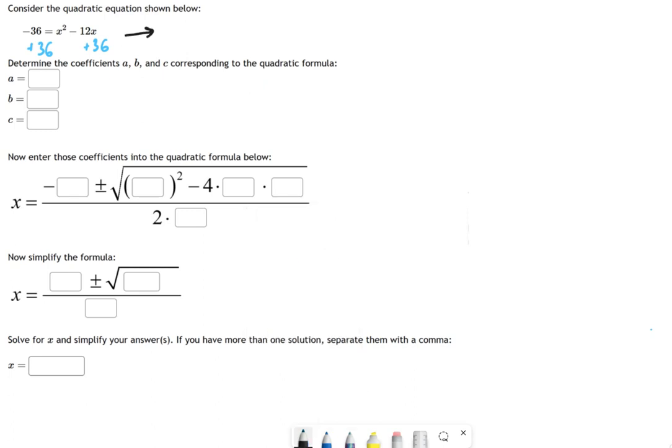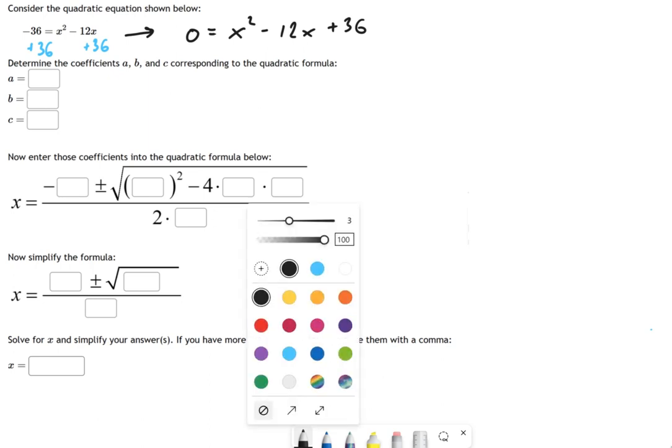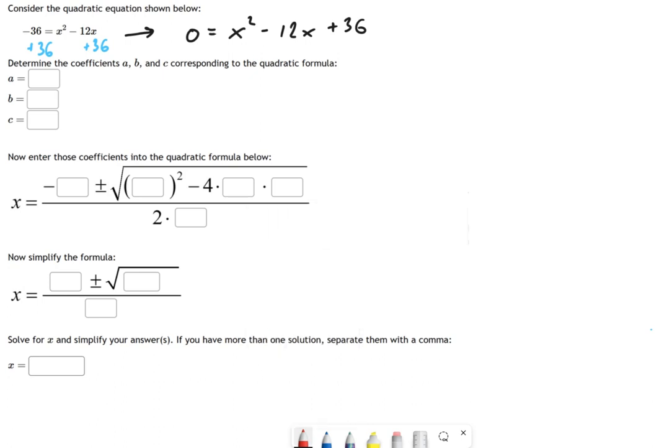I bring my equation over here, and now it's 0 on the left, and it's x squared minus 12x plus 36. Now that's kind of important. If you're going to use the quadratic formula, it needs to be 0 equals your formula, or your formula equals 0, but you need to have 0 on one side. Next step, we need to talk about a, b, and c. So a, b, and c are simply the numbers, the coefficients in front of your variables.